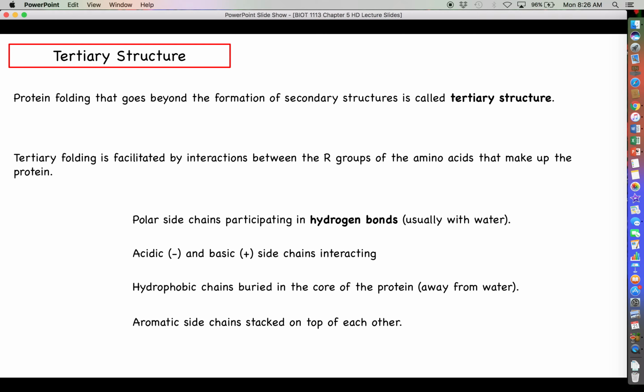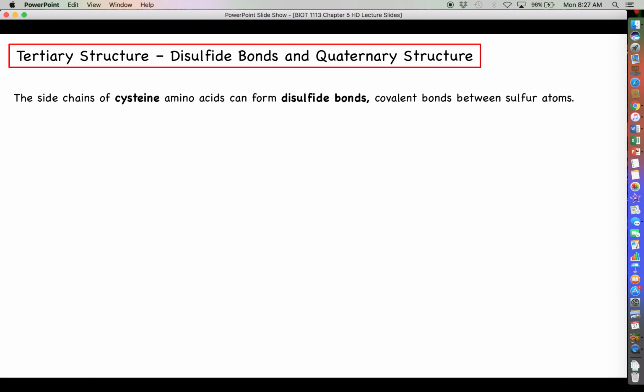So in order to go from secondary to tertiary structure, you're going to get these side chains to interact in the way that they are satisfied, that we laid out before. You want the hydrophilic polar side chains interacting with water. You want the acid and the base side chains interacting together and attracting themselves electrically. You want the hydrophobic side chains buried away at the center of the protein and away from the water surrounding, and you want those aromatic side chains stacked on top of each other.